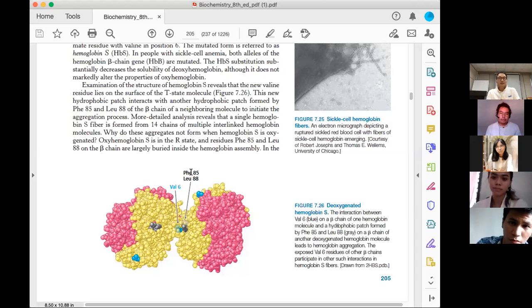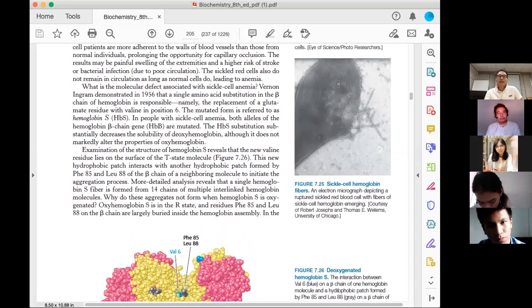Okay, so in normal people, the hemoglobin molecules will not aggregate together, but if you have the mutation here, then you tend to have aggregation of the hemoglobin. It's going to be like this. You see the fiber structure, and that is the aggregation of the hemoglobin, simply because of the one mutation in an amino acid.